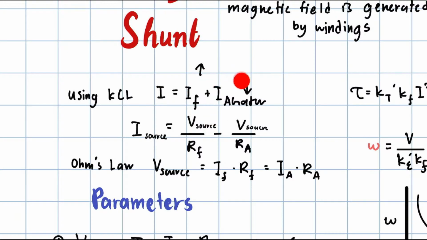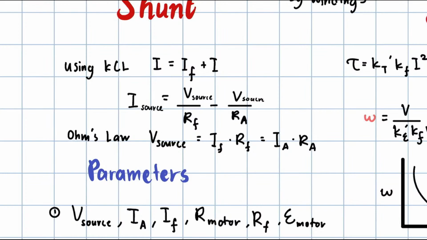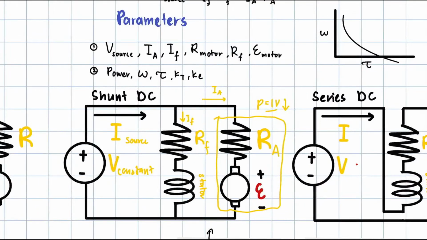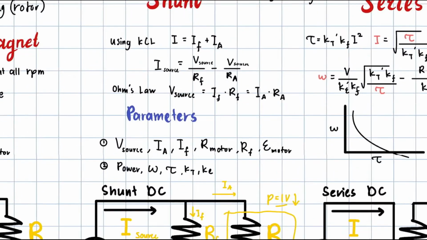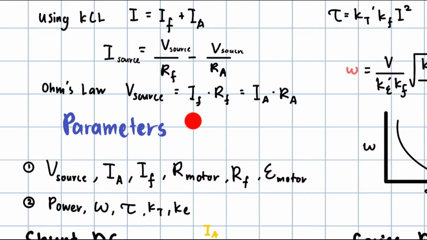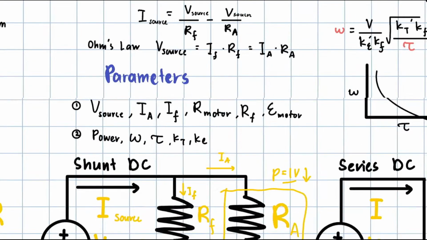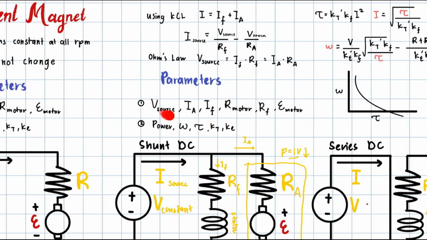So I equals IF plus IA. Where is IA? So I source is equal to, using Ohm's law, V over R minus V over R. The V is the V source because it is parallel. When it is a parallel circuit, the V is the same. So when we know the V is the same, we know that V source equals IF times RF equals IA times RA. Like that. So these are the parameters that you will usually be given.